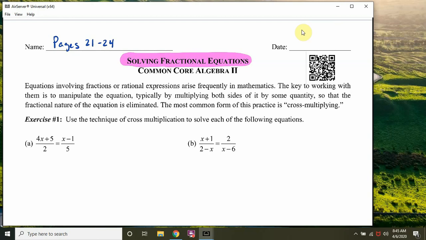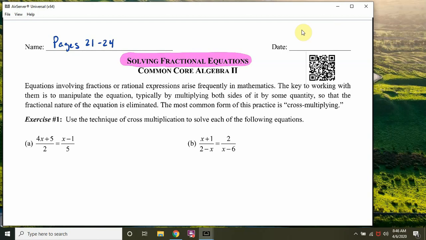Today we'll take a look at solving fractional equations. This stuff does tend to make its way onto the Regents exam each year, so it's a good thing to be able to do. Just like most of the lessons in this unit, we're dealing with multiplying by least common denominators, cleaning things up, making them more doable.